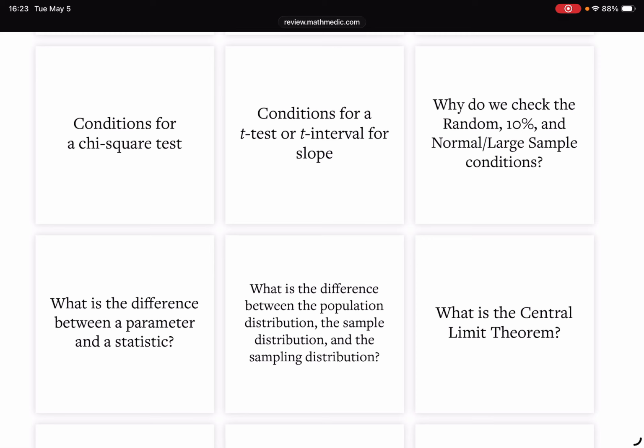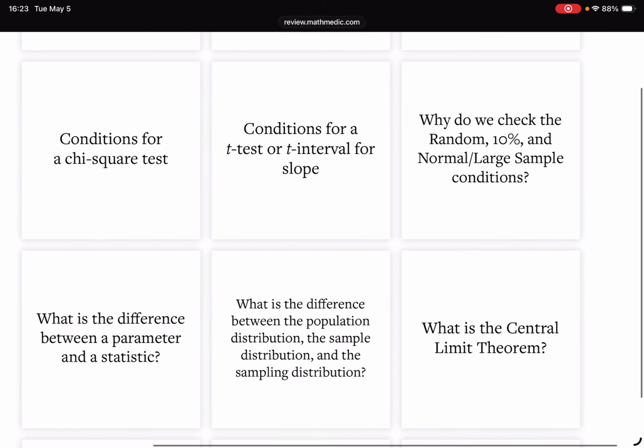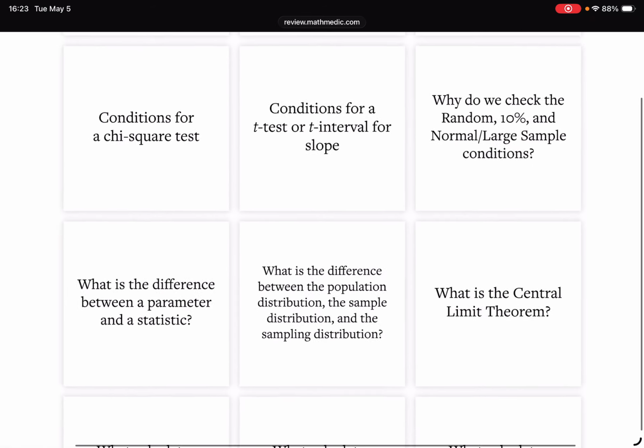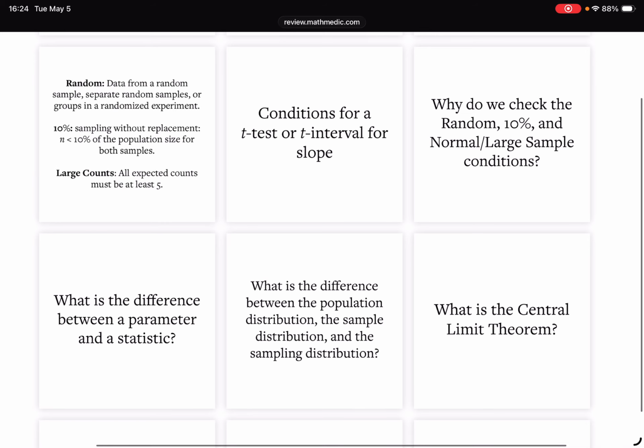So the first one is conditions for chi-squared test. These conditions are going to be the same for the first two. So random, you're still making sure it comes from random samples. For independence, you're still using the 10% condition. But for normality, for large counts, in order for this to be met, all expected counts have to be at least 5 or larger.